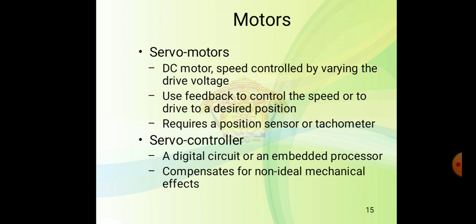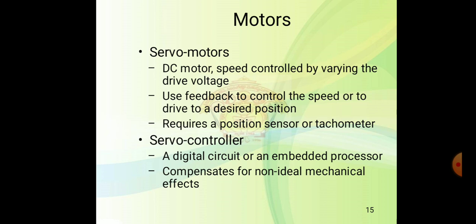If we are interested in controlling the position, we can attach a position sensor to the motor shaft. We can use a motor controller circuit that compares the actual and desired position, and gives a driving voltage to the motor. Depending upon the difference between the positions, the value of the voltage will vary.